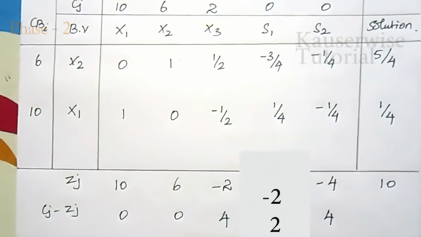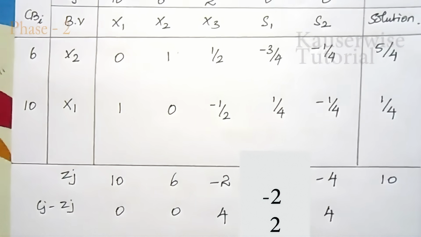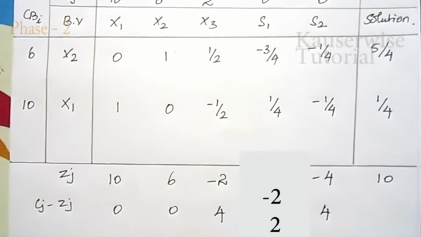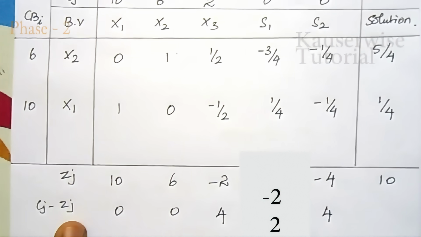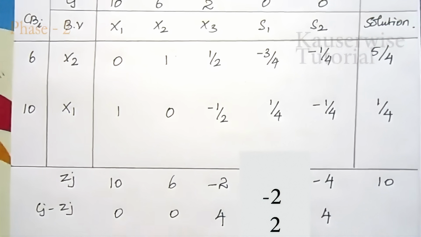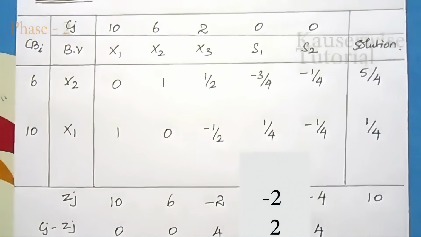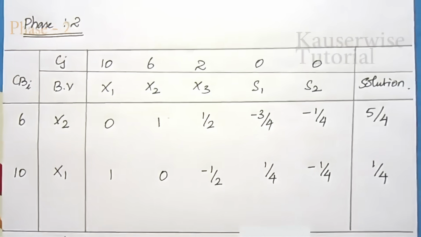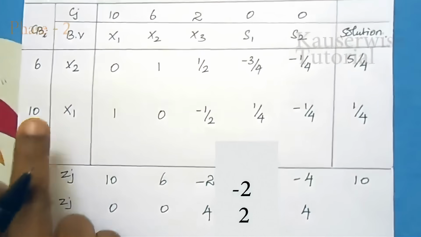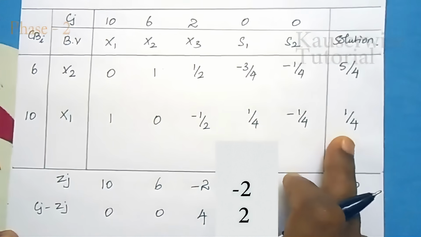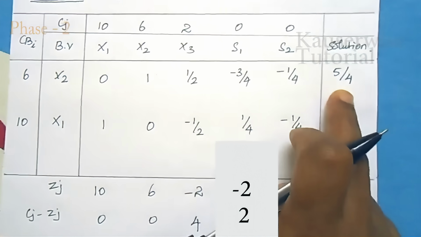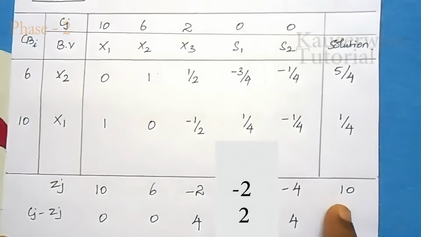Now check the optimality condition. The optimality condition is, for a minimization problem, all the Cj minus Zj values must be greater than or equal to 0. So we have got all positive values. So now we have obtained optimality. So the optimal solution is 10. The x1 value is 1 by 4, x2 value is 5 by 4, optimum z is equal to 10.